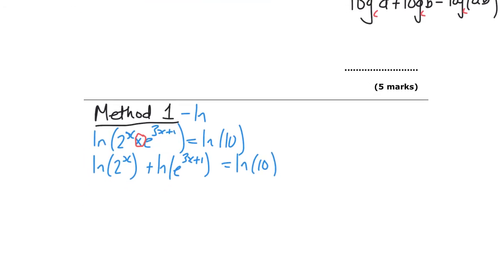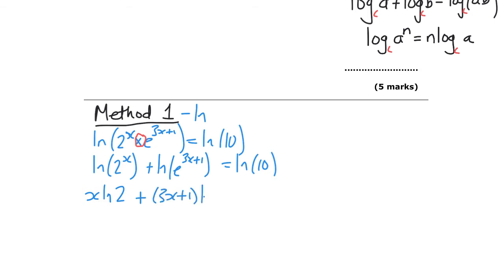I've got another key knowledge. If I've got log any base again of a number a to the power of n, then what I'm allowed to do is put the power at the front, so times by the power: log base c of a to the n equals n log base c of a. So I can use that rule because I've got power x, I can put that at the front, so x ln 2 plus I've got the power 3x plus 1 times ln e equals ln 10.